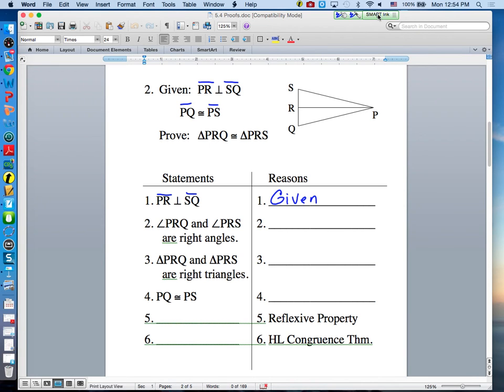So look at the picture. PR is, what's that symbol mean? Perpendicular. What's it mean if they're perpendicular? 90 degrees. Is that a right angle then? Okay, so look at the next line. Angle PRQ is a right angle. Angle PRS is a right angle. Where are we getting that from? Now, it's not listed in the given, but it's interpreted from what was given. So what did we have to interpret the definition of? Perpendicular. So this is definition perpendicular.